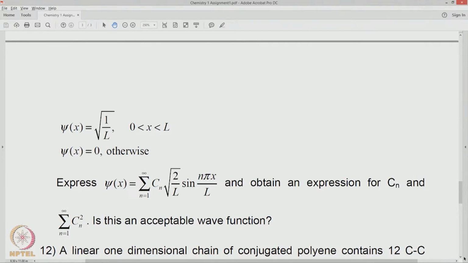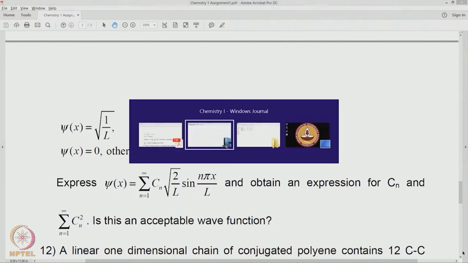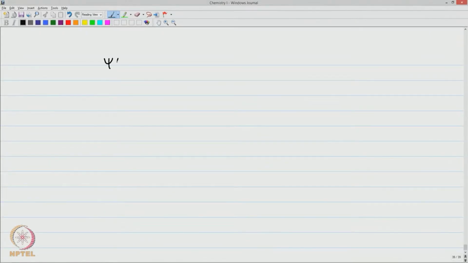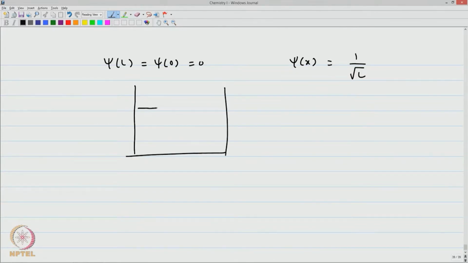Given the fact that this wave function satisfies the boundary condition, namely psi of L and psi of 0 are 0, psi of x is 1 by square root of L. So, what this function looks like is that, and this value is 1 by root L, as close to the edge as possible, and at the edge the potential is infinite, it goes to 0. So, this is the function given.